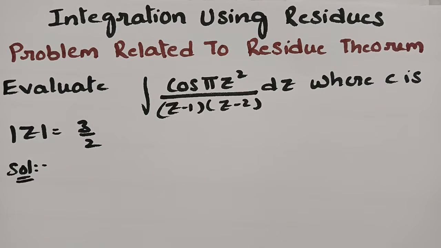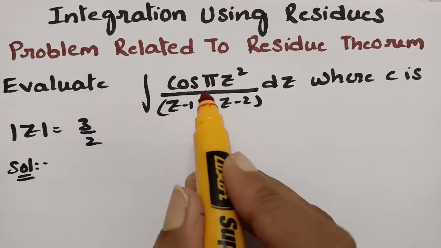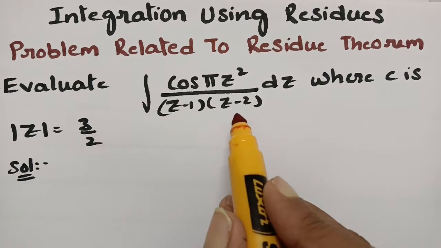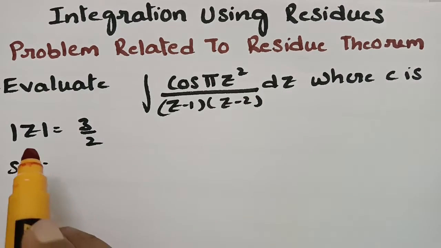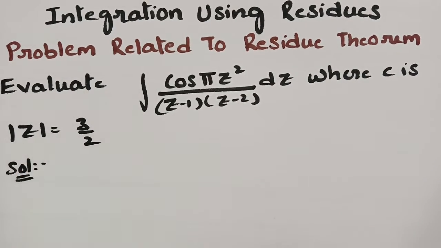Video is on integration using residues. In today's video, we are going to solve a problem related to the residue theorem. We are going to evaluate the integral of cos(πz²) / ((z−1)(z−2)) dz, where C is the circle |z| = 3/2.